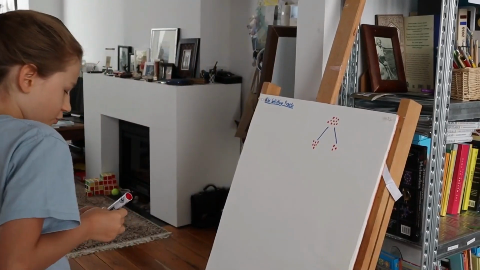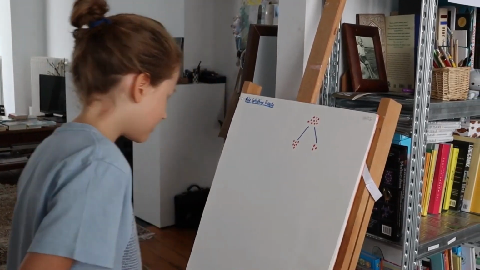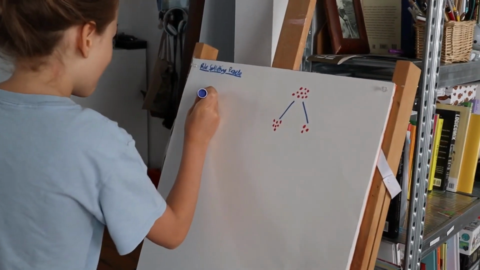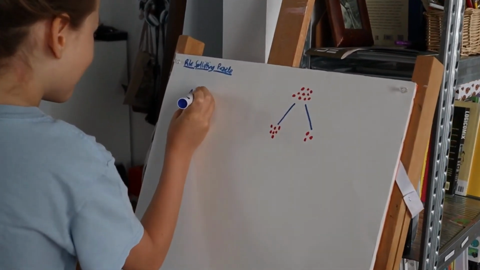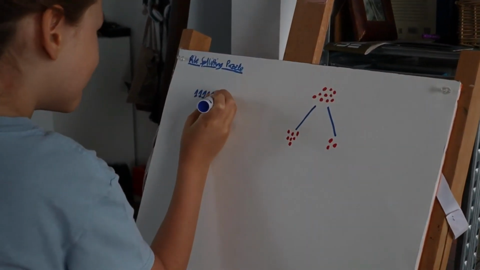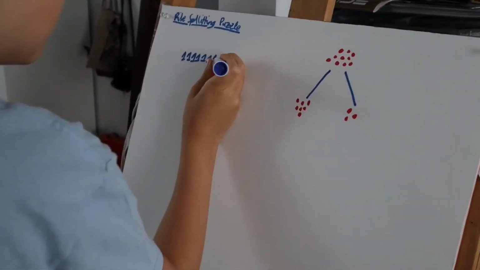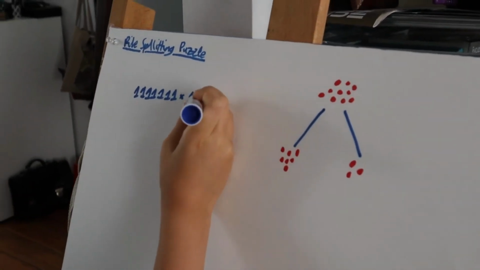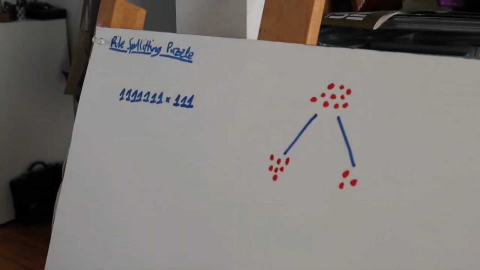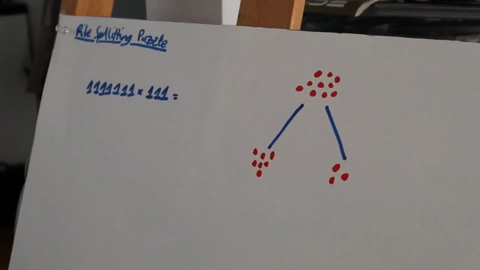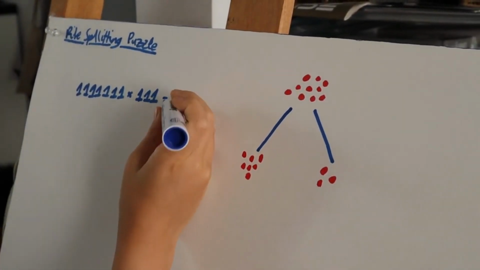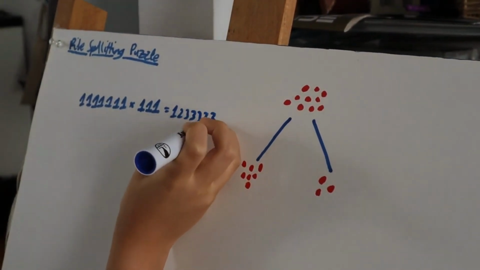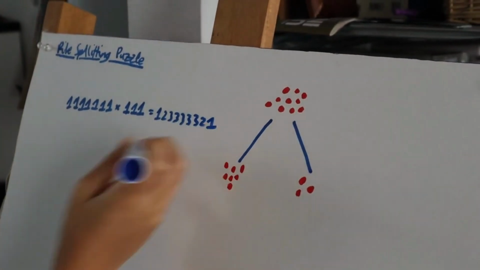Now, here's what I'm going to do. I'm going to write a number with 7 ones. So just 1, 1, 1, 1, 1, 1, 1. And I'm going to multiply it by a number with 3 ones. 1, 1, 1. And if you work it out, what you'll get is 1, 2, 3, 3, 3, 3, 3, 2, 1.